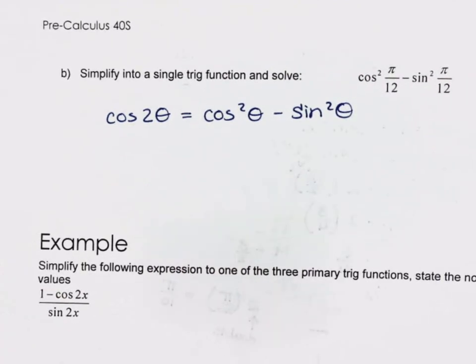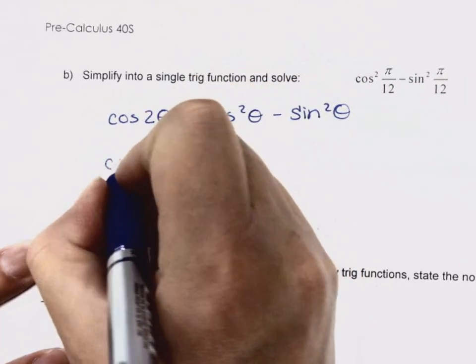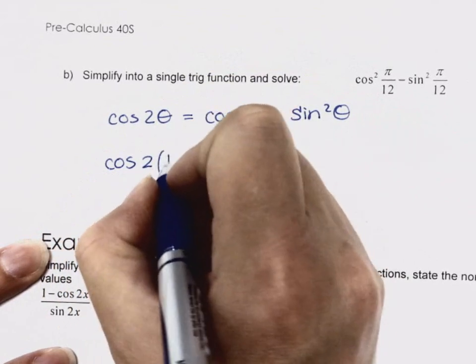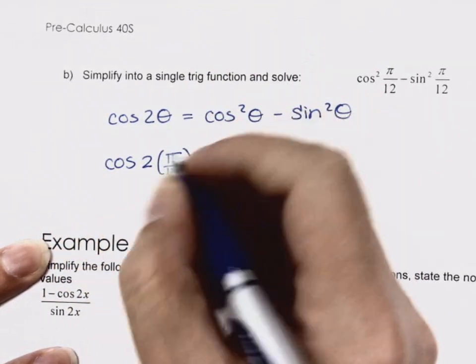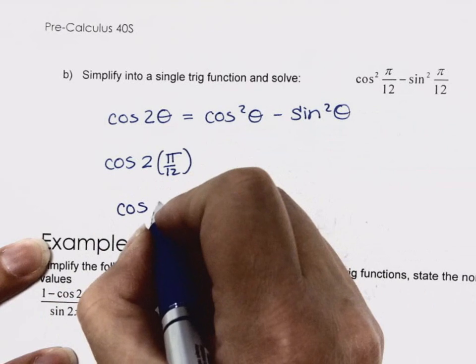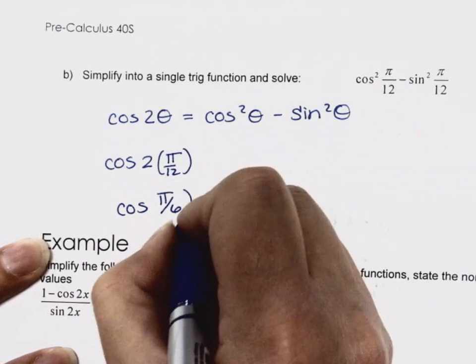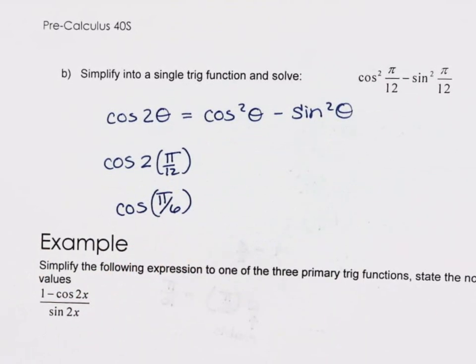Okay, so that's that one. So we would have cos 2 of pi over 12. So that would be cos of pi over 6. I'm just switching it up because I can.